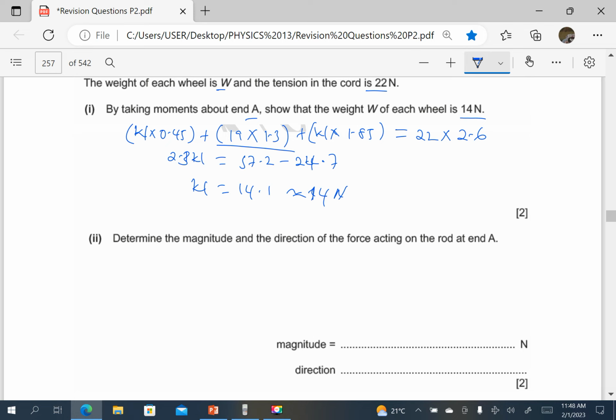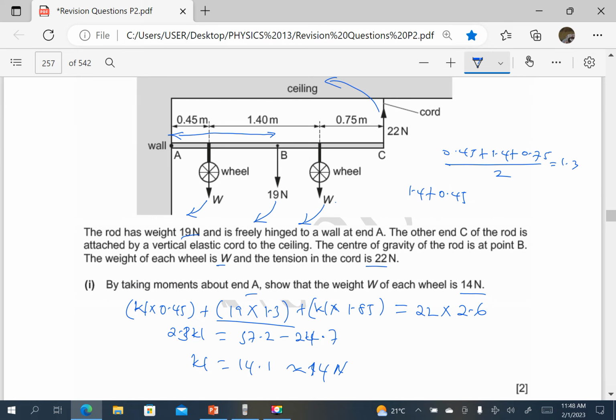Determine the magnitude and the direction of the force acting on the rod at end A. So let's say this is 14, this is 14, this is 19, but there is an upward force of 22. For translation equilibrium, the resultant force in any one direction must be 0. That means we sum up all the forces downwards, they should give us the force upwards. So the total forces downwards are 14 plus 19 plus 14. The force upwards, we have only 22, therefore there should be another vertically upward force.